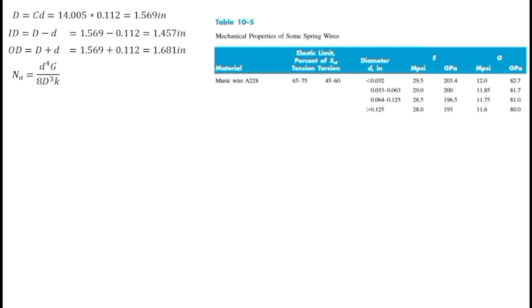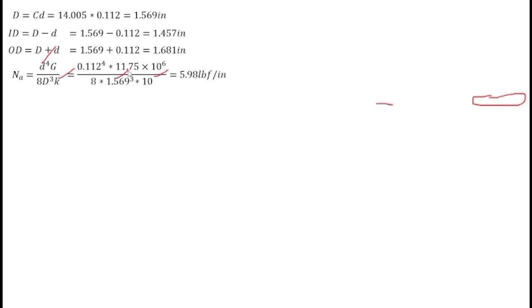This is the formula for the number of active coils of the spring, for which you know that the G value is required, and the G value can be found from table 10.5. Here, if you see, our diameter was 0.112, and 0.112 is in this range, so your value for G will be this one. Putting G equal to 11.75, wire diameter 0.112, and k equal to 10, while the mean coil diameter is 1.569, it will give you 5.98 pound per inch.